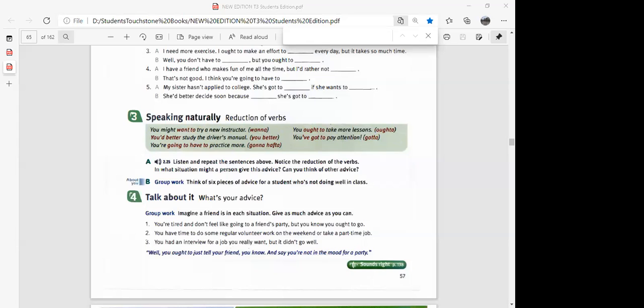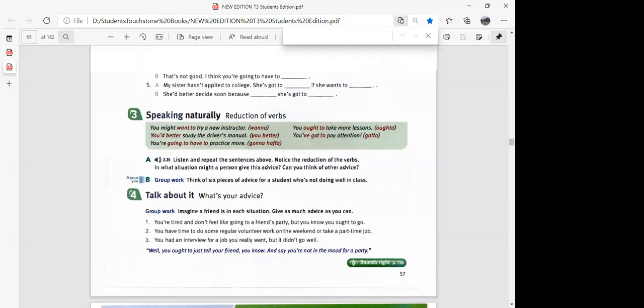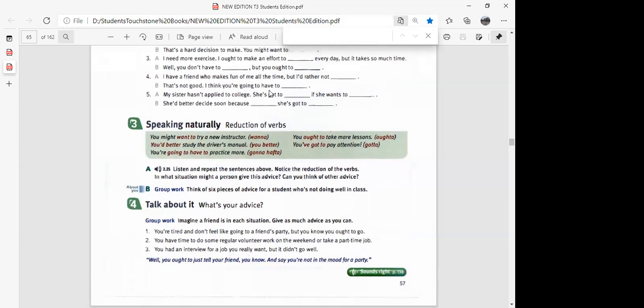Page 57. 3. Speaking naturally. Reduction of verbs. A. Listen and repeat the sentences above. Notice the reduction of the verbs. In what situation might a person give this advice? Can you think of other advice? You might want to try a new instructor. You better study the driver's manual.